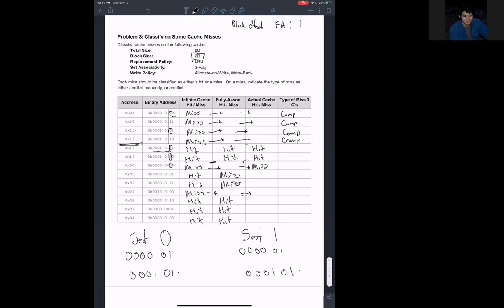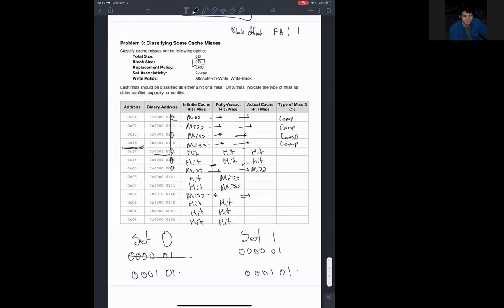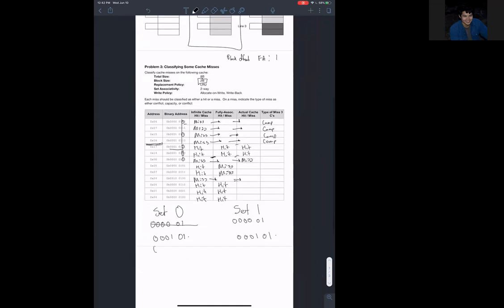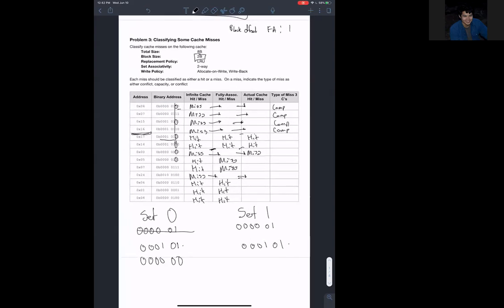Yep, the first one. So we're just going to cross this one out and add in that 0 to the bottom. Okay, so now that we have that miss covered, where does the address 0x05 index into? Which set would it go to? Yep, it would go to set 0. So right here. And now we're doing a lookup in set 0 for this address.